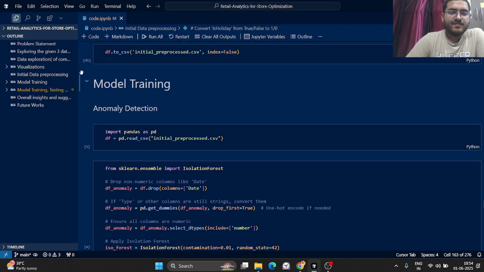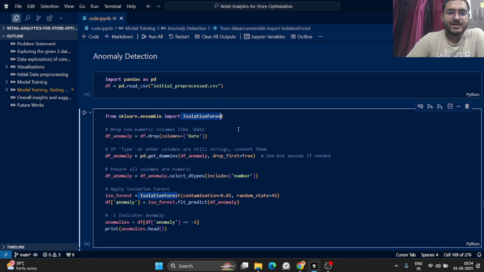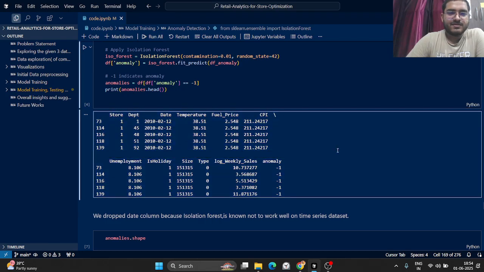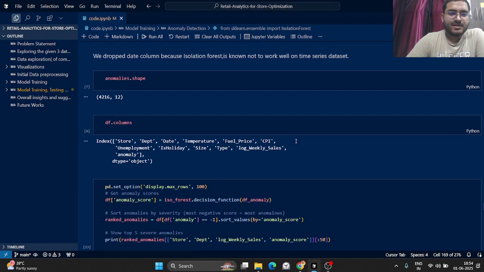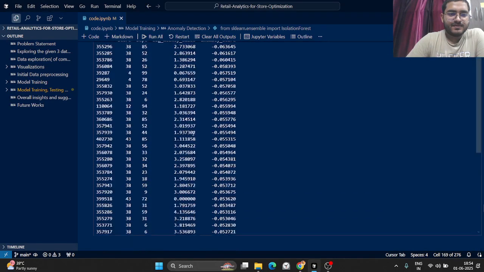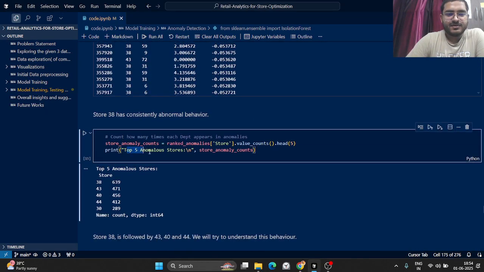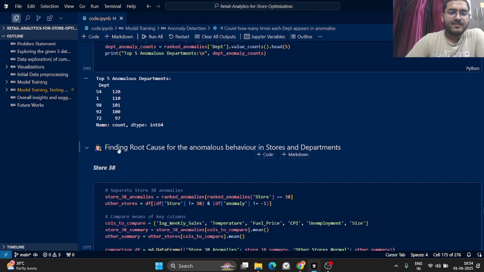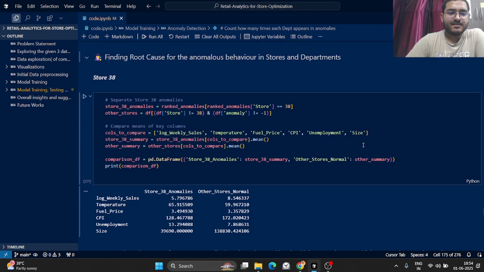We then went to model training. We did anomaly detection using isolation forest, and these are the anomalies we got. After that, we tried to get the top 5 anomalous stores. We got 38, followed by 43, 40, and 44. We were trying to find the root cause for that behavior.